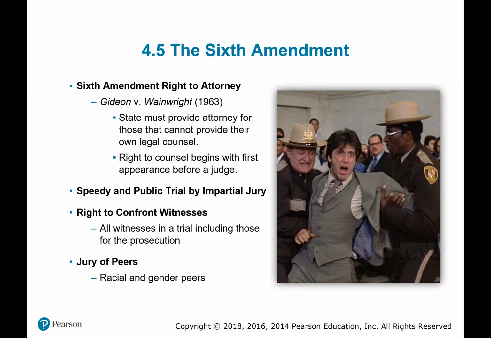Speedy and public trial by impartial jury, right to confront witnesses, all witnesses in a trial, including those for the prosecution. However, there is the instance with minors who were involved in abuse cases where you have closed circuit television or other ways where they don't directly confront those witnesses. And a jury of peers, and we've read about several cases that looked at racial and gender peers have to be considered, as well as you cannot exclude jurors simply based on race or gender.